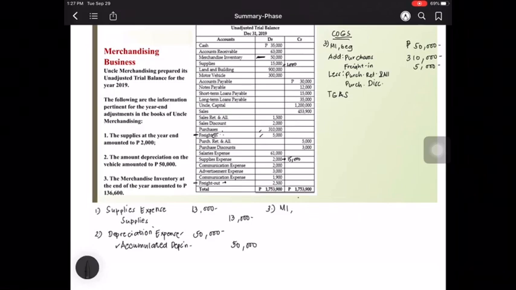So let's continue. How much is the value now of your purchase returns and allowances? That is 5,000. So we will deduct here your 5,000 pesos. And then we have your purchase discounts amounting to 3,000. We will deduct that also. So you get the balance. That would be 50,000 plus 310,000 plus 5,000 pesos minus 5,000 purchase returns minus the discount of 3,000 pesos. So how much is our total goods available for sale? You should have computed there.